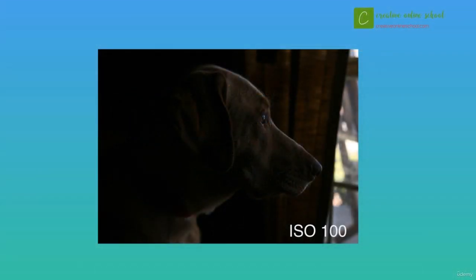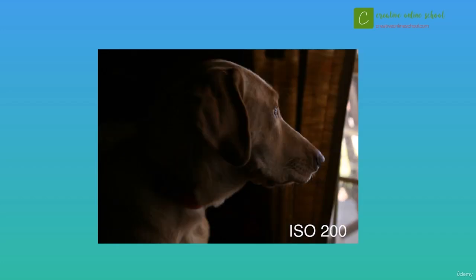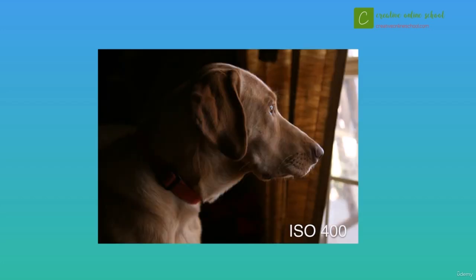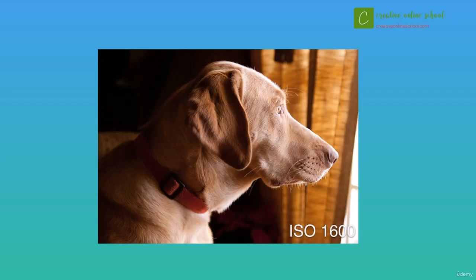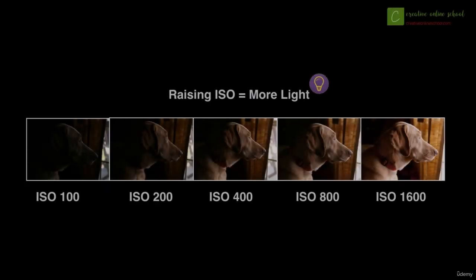Here's a visual of my dog in a room with a porch facing a window. Set at ISO 100, you just see the bridge of his nose and specular highlight in his eye. As I raise that ISO to 200, you see you get a bit more light. 400, a bit more. 800. And finally 1600, you see that he comes into even more light. So with this visual we can see just by raising our ISO number in our camera, we're getting more light as we do so.